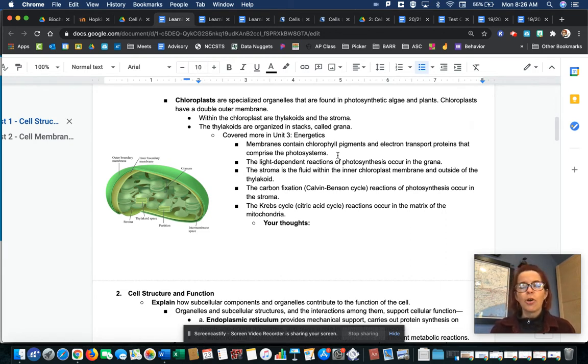You don't need to know that yet. So that's coming up. The light dependent reactions, that's coming up. The stroma is the fluid. You should know that. The carbon fixation, you don't need to know. And the Krebs cycle, not yet. Those are all in unit 3. So you don't have to worry about knowing those particular topics yet.